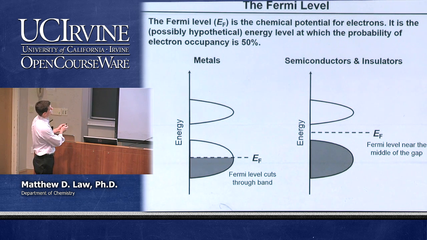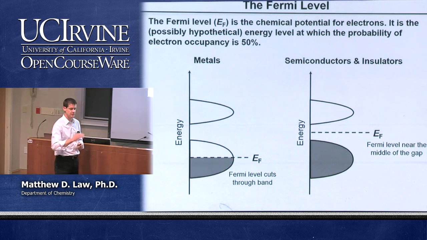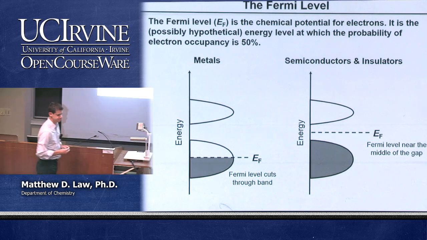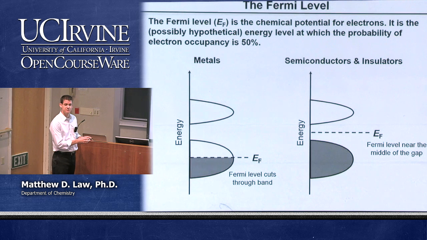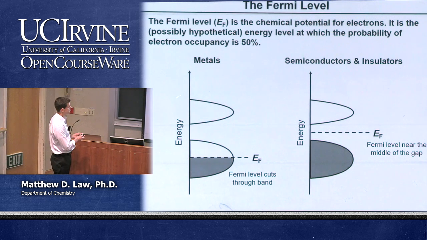So it's the energy level, which can be hypothetical, that is, it may not relate to an actual energy level in the solid, in which the probability of electron occupancy in that particular level is 50%. Okay, so let's look at the Fermi level for metals and for insulators and or semiconductors.